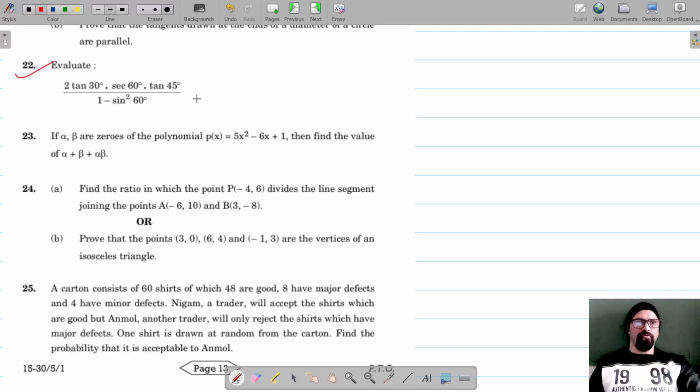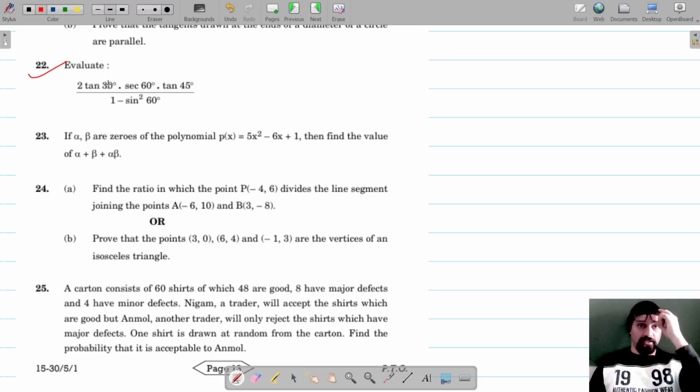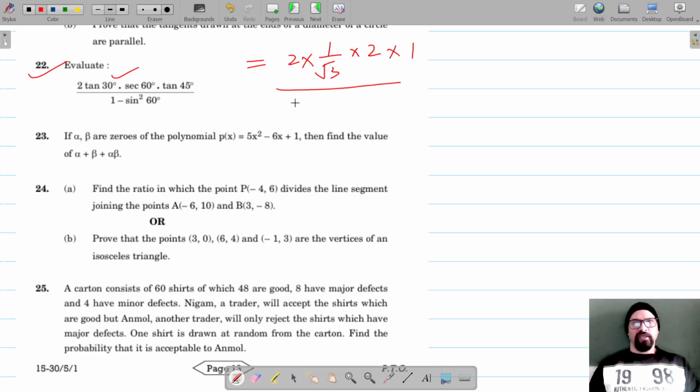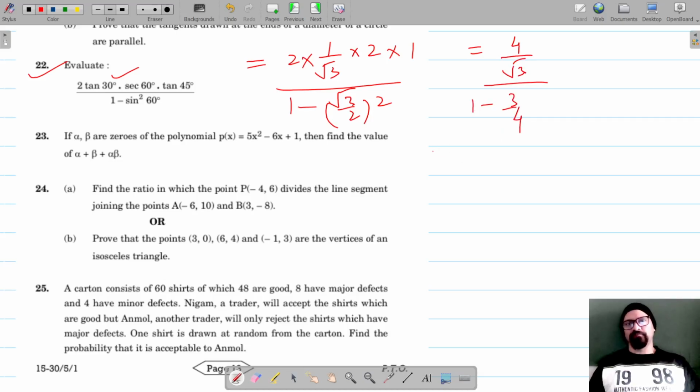Okay, for question number 22, we have to find the value of 2 tan 30 into secant 60 into tan 45 upon 1 minus sine square 60. So let's put in the value. So this is equal to 2. The value of tan 30 is 1 by root 3. Secant 60 is the reciprocal of cos 60, which is half. So this is 2. Tan 45 is 1. And 1 minus sine 60 is root 3 by 2 the whole square. So this is equal to 4 by root 3 upon 1 minus 3 by 4.